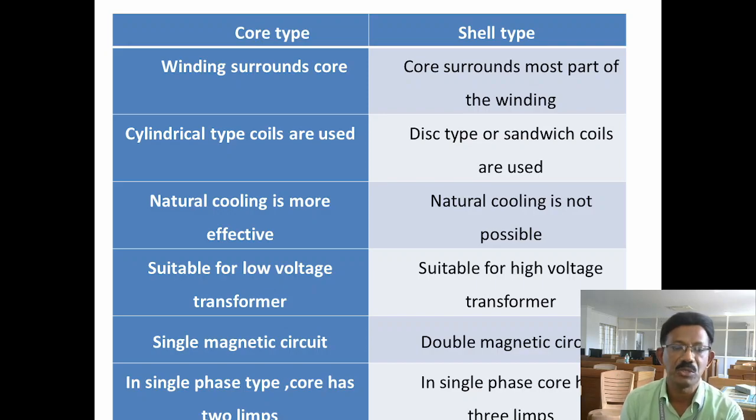Then in a core type transformer, a single magnetic circuit is there, but in shell type, a double magnetic circuit. In a core type transformer, the core has two limbs. In shell type, the core has three limbs. So these are some comparisons. So now let us conclude this class.